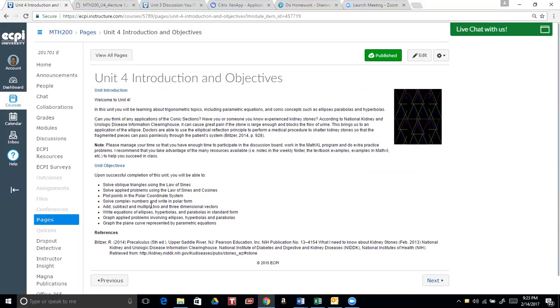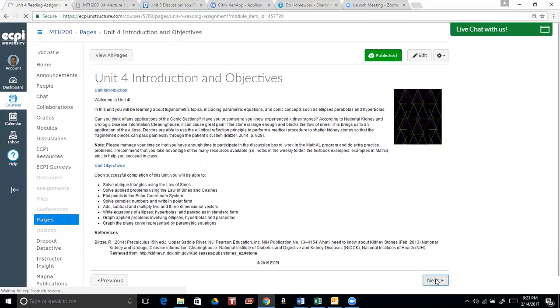All right. We'll be dealing with the polar coordinate system. And that's for the first part, that's dealing with the trig. And then the complex numbers to write in polar form, and then being able to add and subtract vectors. And then you get into the conic sections. So read the introductions and the objectives.